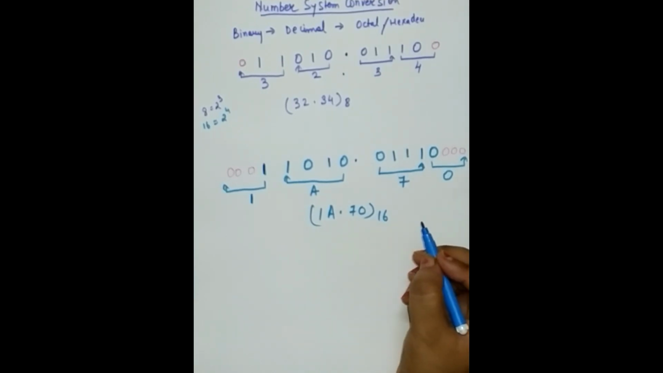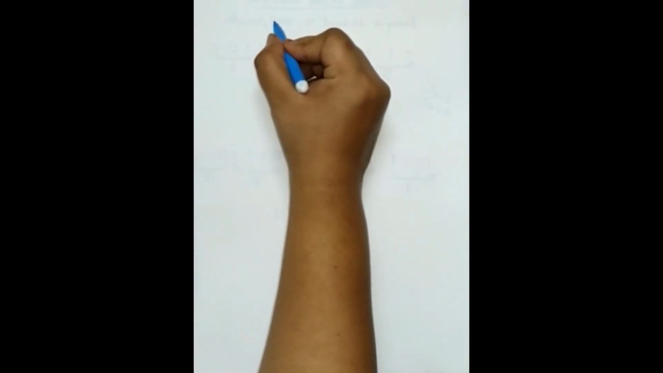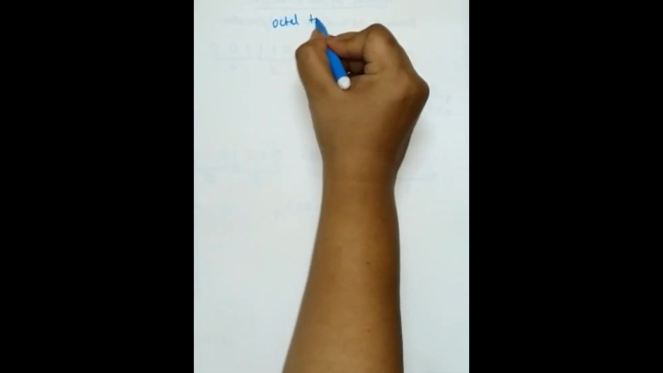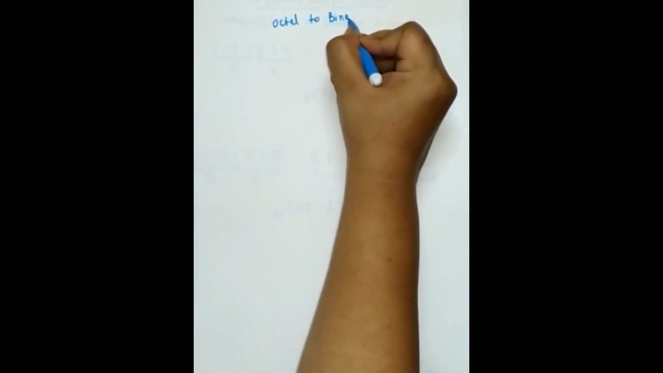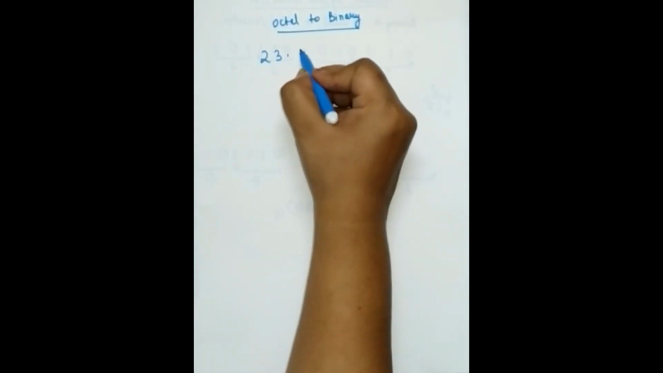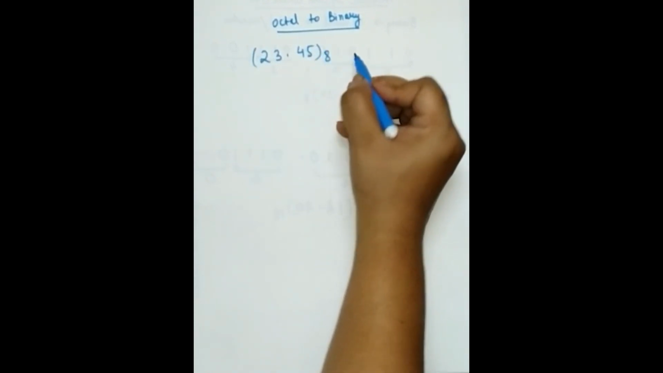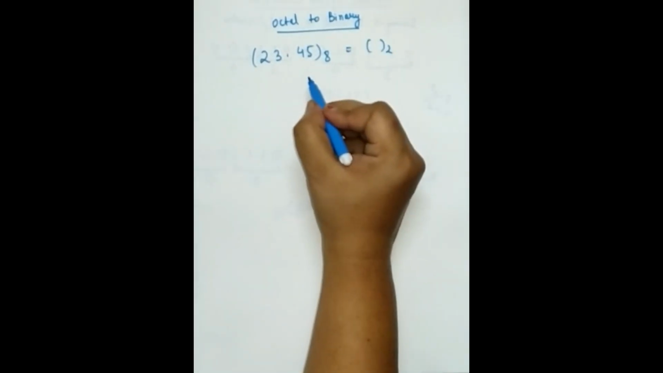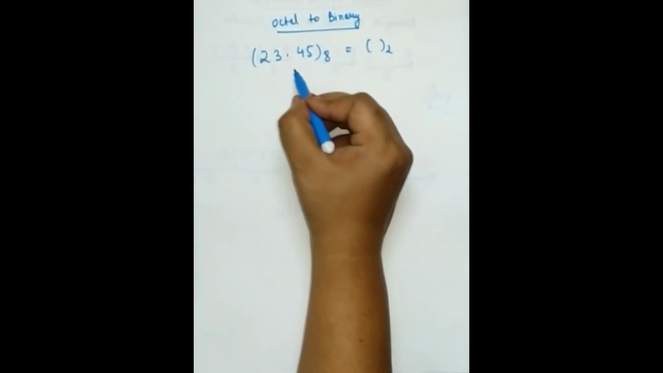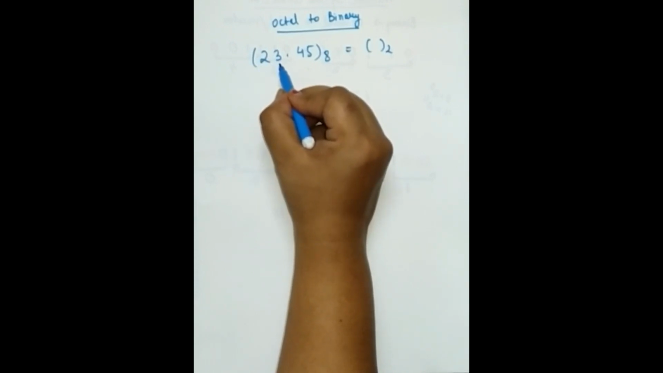So now let us see the reverse, how we will convert octal or hexadecimal to binary number system. Now we will see octal to binary. Suppose I take an example 23.45 to the base 8, you have to convert it into binary number system. It is very simple. You express this 2 in binary in 3 bits, then express this 3 in binary in 3 bits.